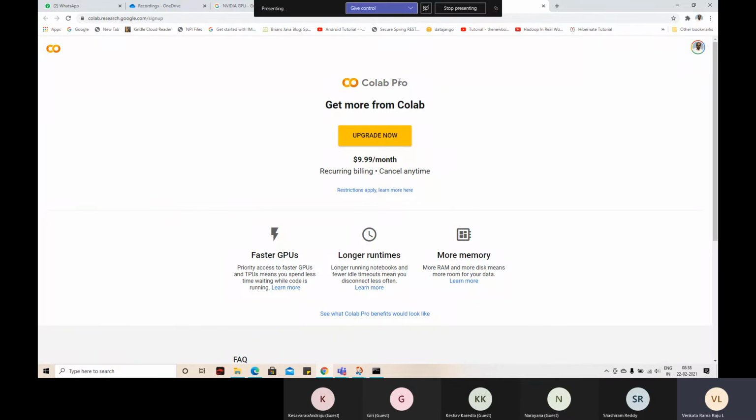You get a longer run time. In the free version, every 1 hour it will actually stop. You need to do some activity there, or rather you need to reconnect. Okay, so you can explore this option. This is a new option. This is one way to run your deep learning code.